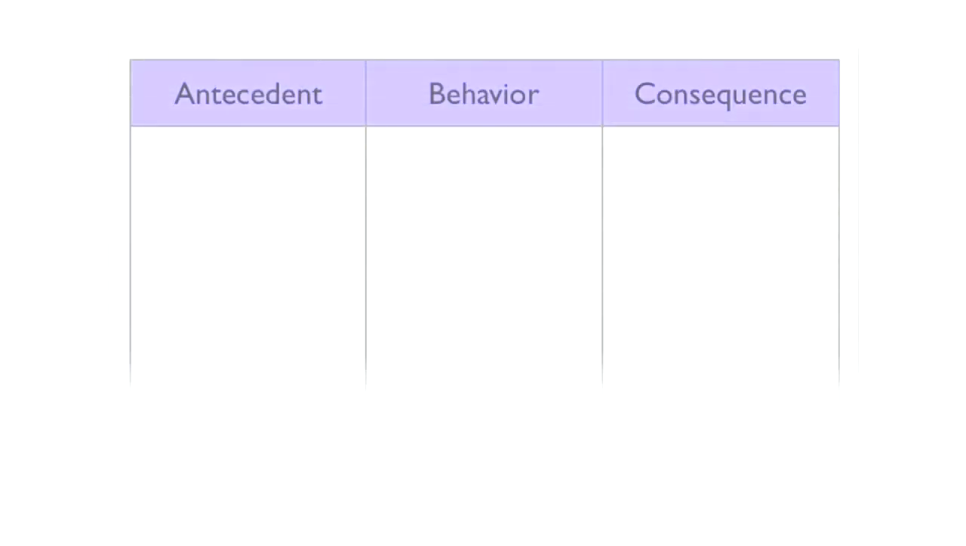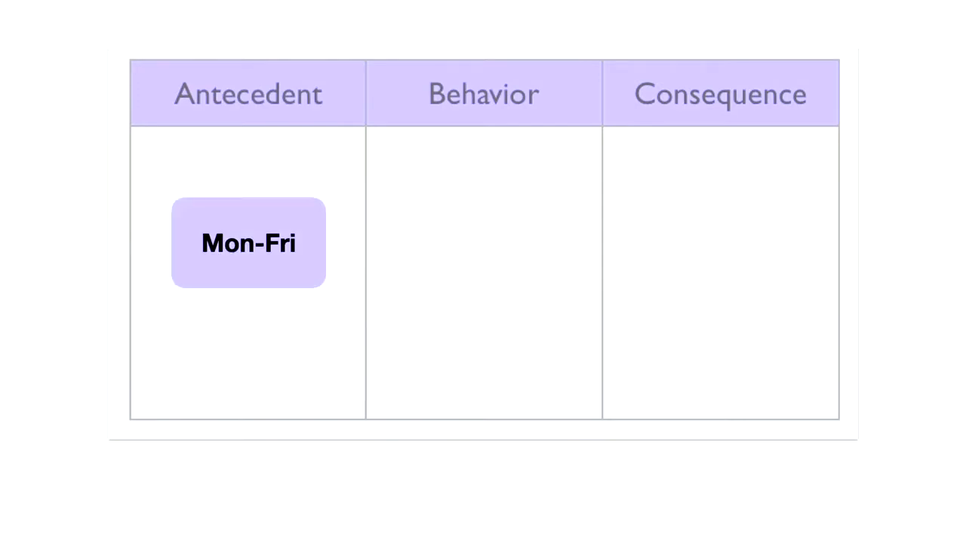Here we have a table where we're going to enter information into each one of these cells that identifies the actual behavior plan. The antecedents for my particular behavior plan include Monday through Friday. This is the time period in which I'm going to want to engage in this behavior. So I'm looking at Monday, Tuesday, Wednesday, Thursday, Friday. That's the context in which I want the behavior to occur.